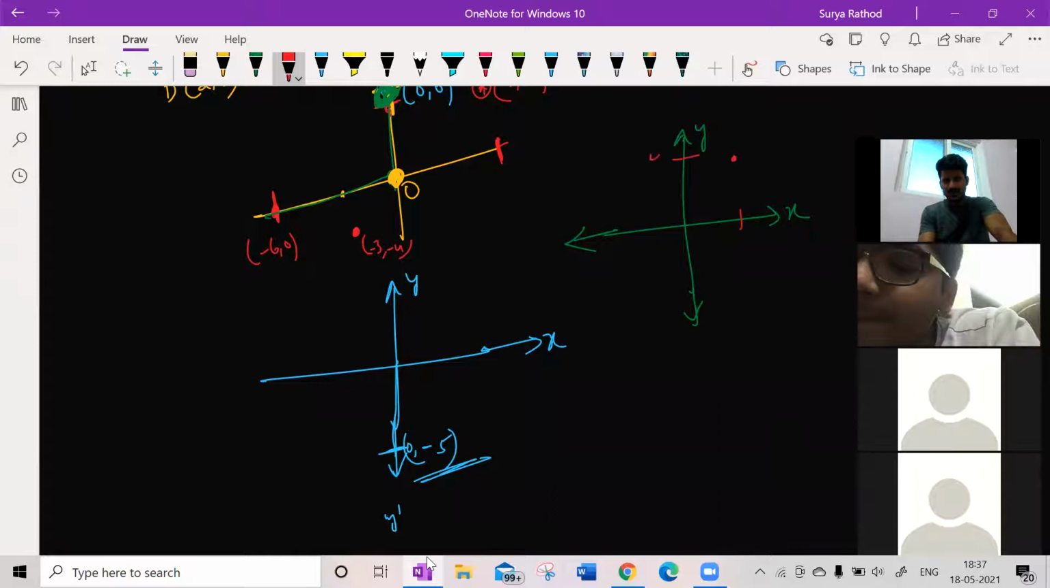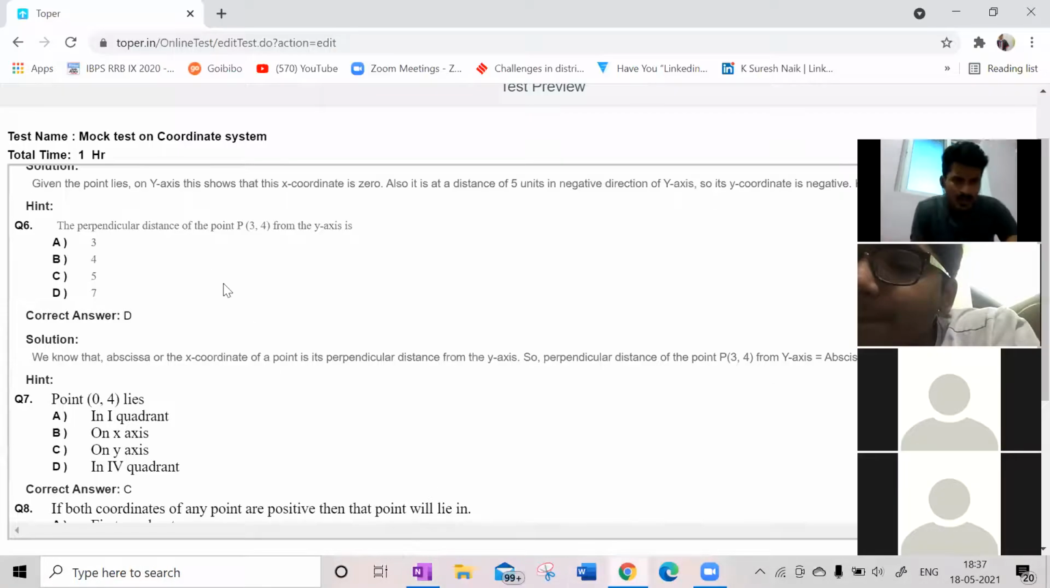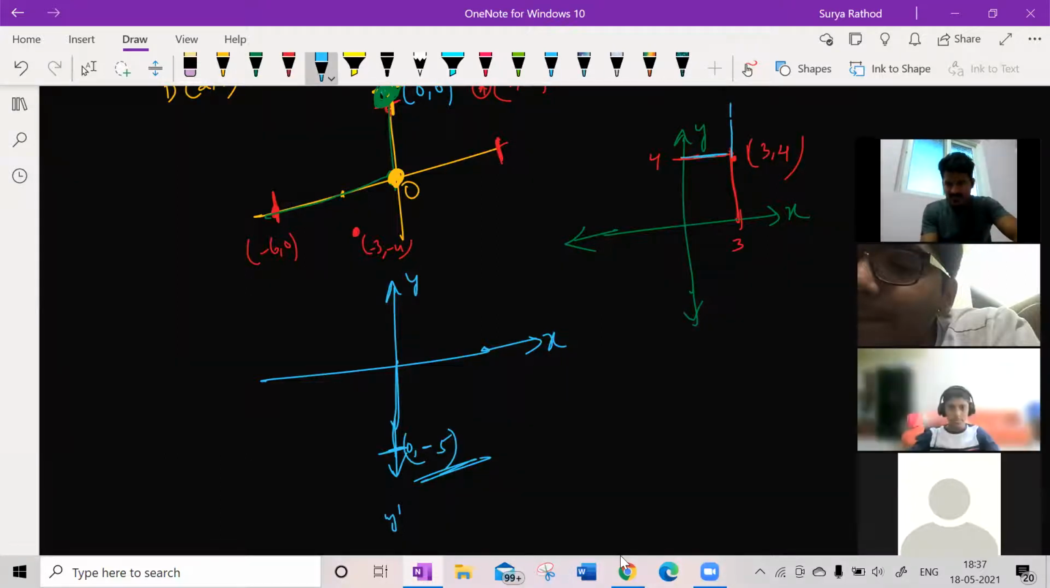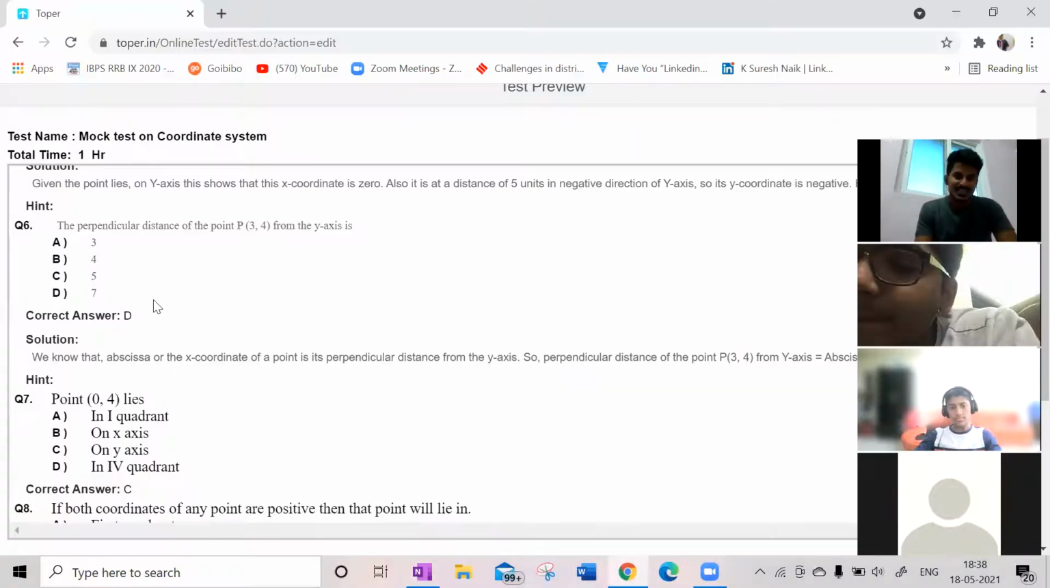3 and 4 here. Clear? What is saying 3 comma 4? From the y-axis, what is the perpendicular distance? Look at this here. Can I extend this? This point is perpendicular. Perpendicular distance from the y-axis is what? Perpendicular distance means what? Three. What is that? 3. Yes, 3 units.